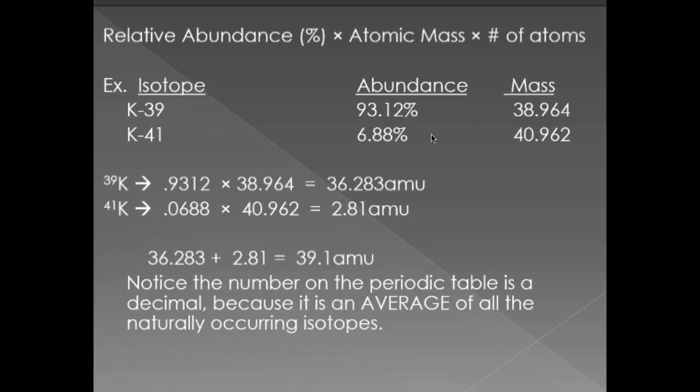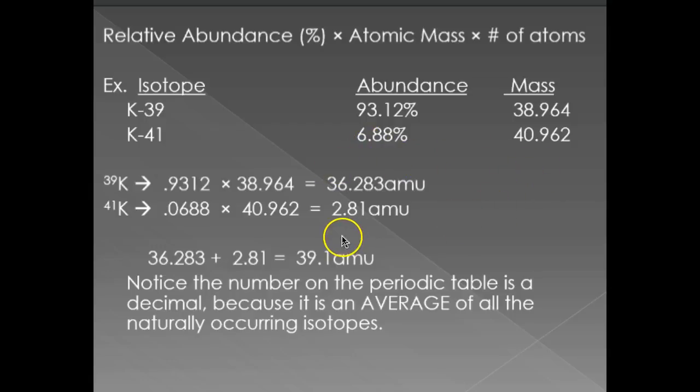So we want to note that the number on the periodic table is actually a decimal because it's an average of all the naturally occurring isotopes that exist for that element. Potassium only has 2 isotopes. If there was another isotope, I would do the same thing for the next one. Take the percentage, move the decimal 2 places to the left, multiply it by the mass.